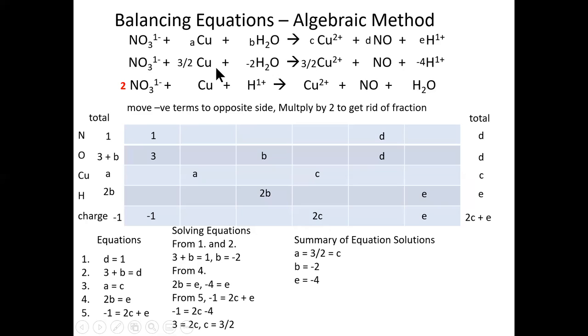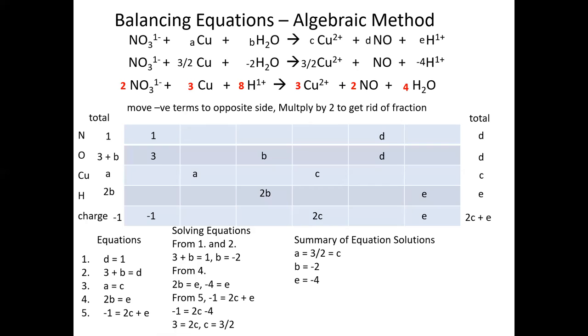And typically, to get rid of the fraction, we simply can double everything. So if we double everything, we get rid of the 2 as a denominator here. 3/2 times 2 is 3. 2 times 4, sorry, is 8. 2 times 3/2 is 3. 2 and 4. And we now have a successfully balanced equation here, using this particular technique.